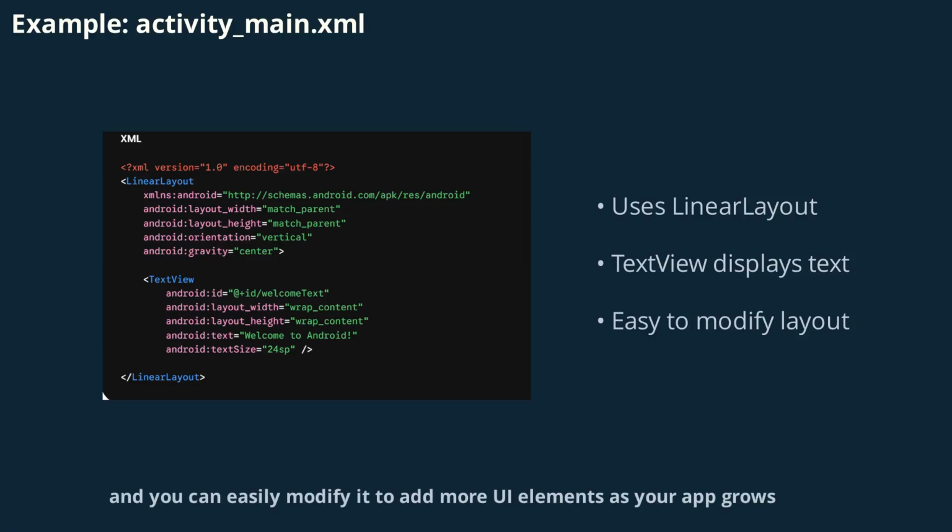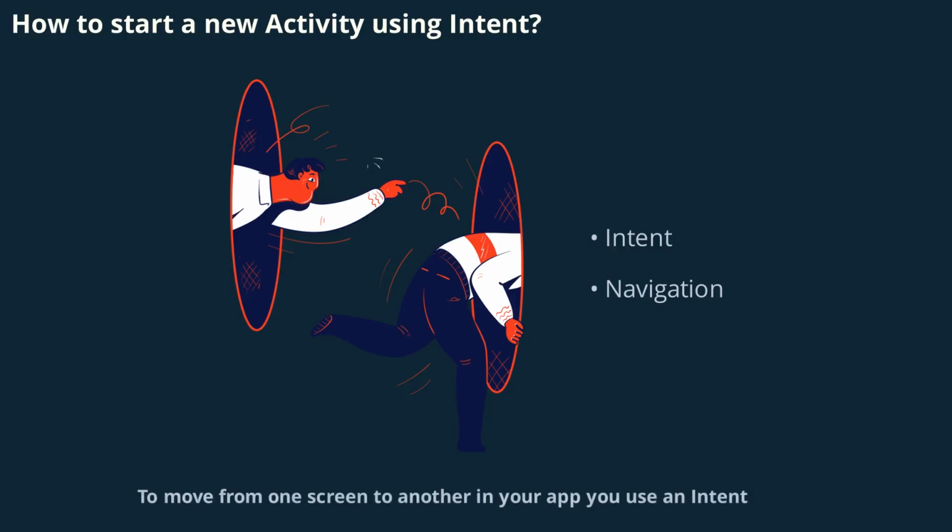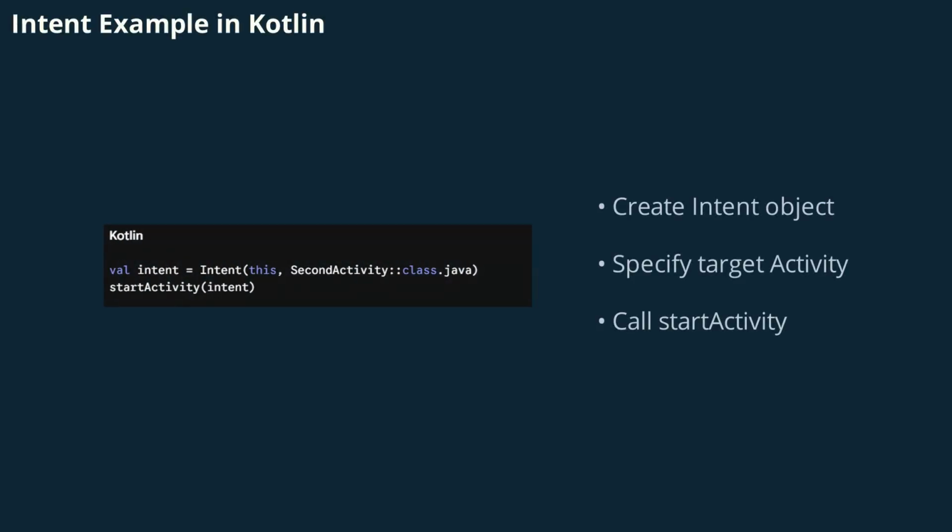To move from one screen to another in your app, you use an intent. An intent is like a message that requests an action from another component, such as opening a new activity. For example, clicking a button in MainActivity can trigger an intent to start SecondActivity, making navigation seamless for users.